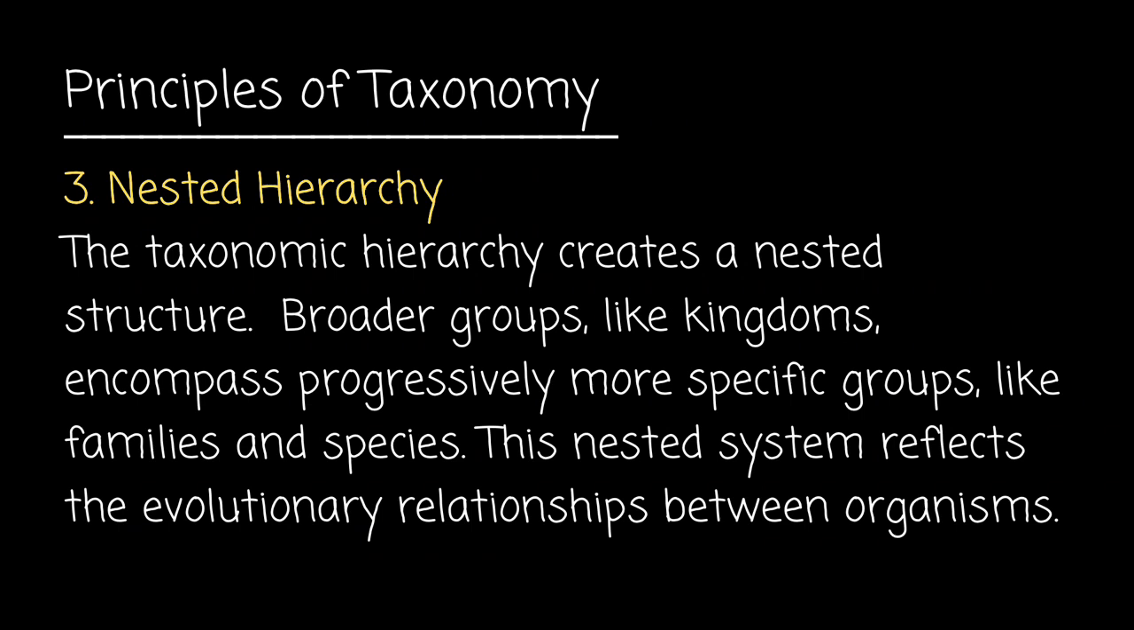3. Nested hierarchy. The taxonomic hierarchy creates a nested structure. Broader groups, like kingdoms, encompass progressively more specific groups, like families and species. This nested system reflects the evolutionary relationships between organisms. Imagine a set of nesting dolls, where each smaller doll fits inside a larger one, representing a broader classification.